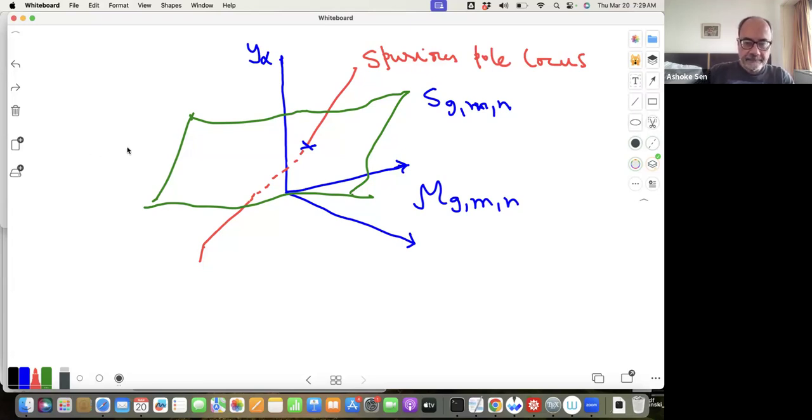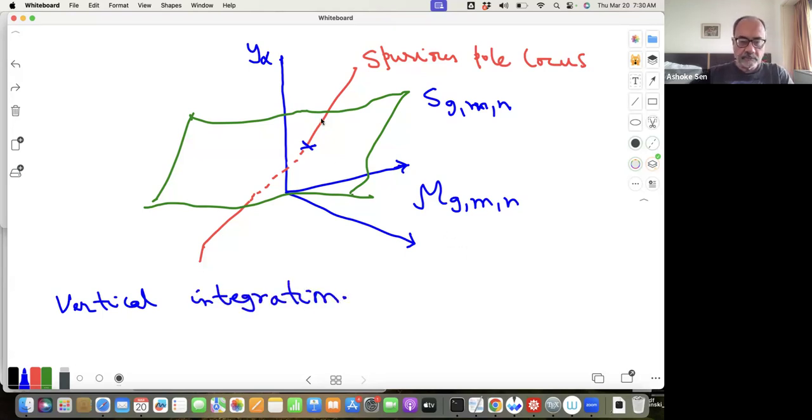Any other question? Okay. So basically, what we need to learn is how to integrate through this singularity. And this is done by a procedure which is called vertical integration, which I'll try to describe now. So the idea is the following.